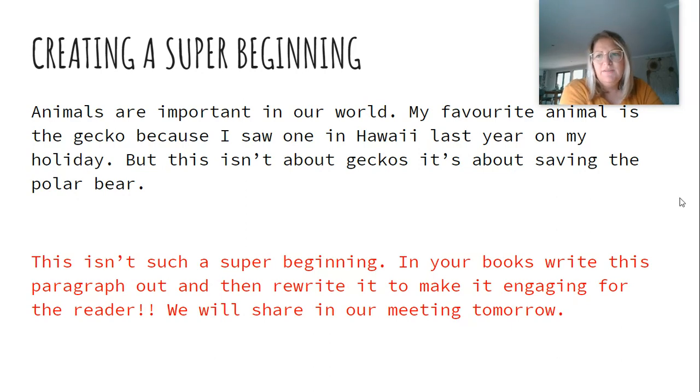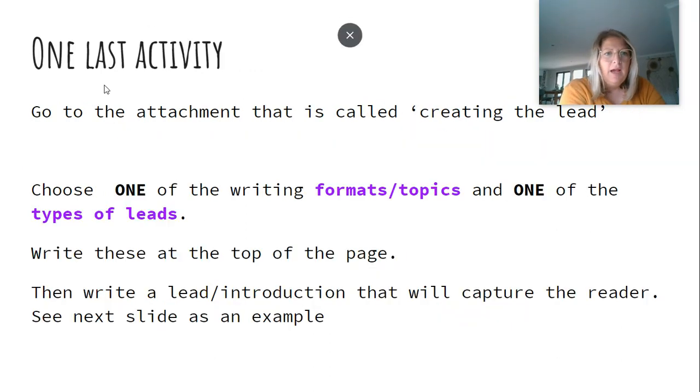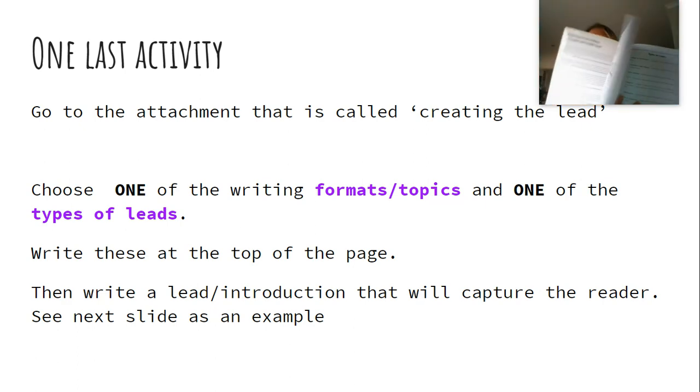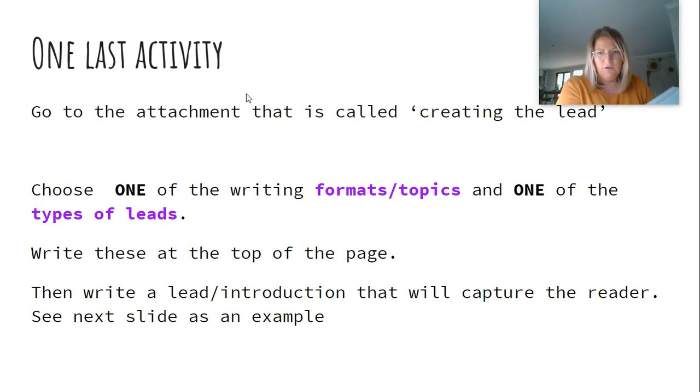All right, once you've done that activity, you've got one more activity to do. You're going to go to the attachment in your classwork. It's called Creating the Lead. It's going to look like this. You have one heading that says writing formats and topics, and one heading that says types of leads. You're going to choose one of the writing formats and topics, and then one of the types of leads. You can write these at the top of your page of your book. And then I want you to write a lead introduction that will capture the reader.